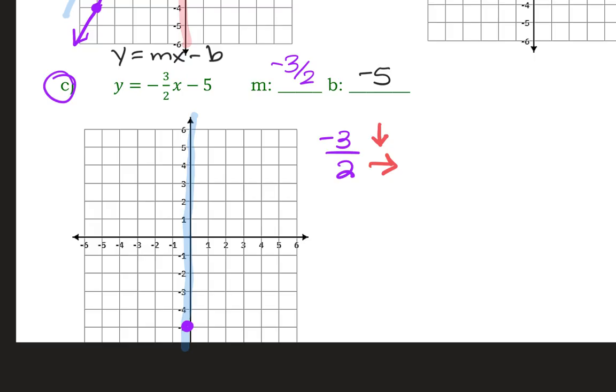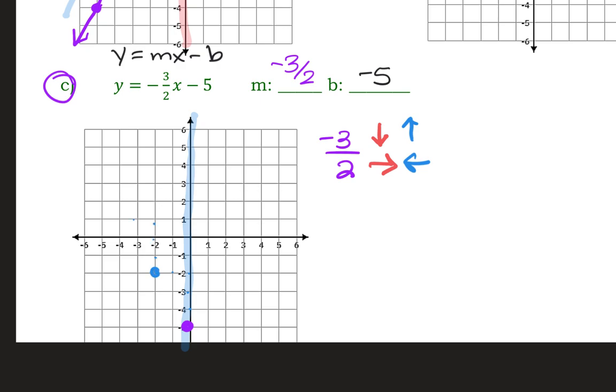So instead of going down to the right, we can also go up to the left. All right. So from this point, I cannot go down to the right. My red arrows will not allow me to put points in, so I'm going to follow my blue arrows. So I'm going to go up 3 over 2. So up 3, 1, 2, 3 over 2.